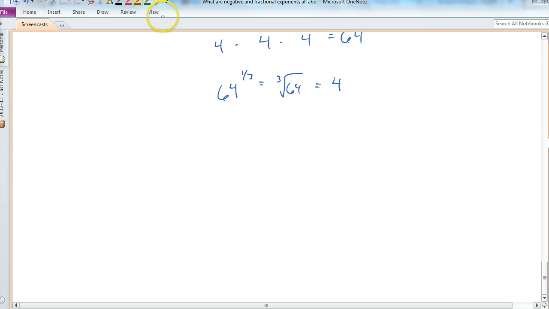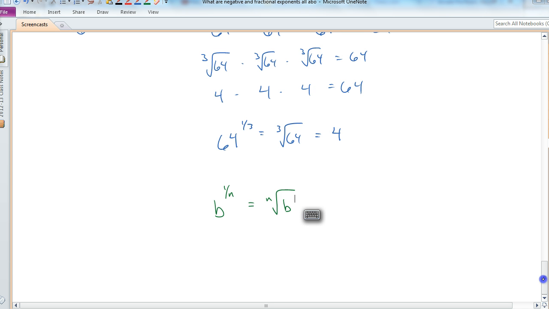So I think we can generalize now, and we can say that some number b raised to the 1 over nth power is going to be the nth root of b.